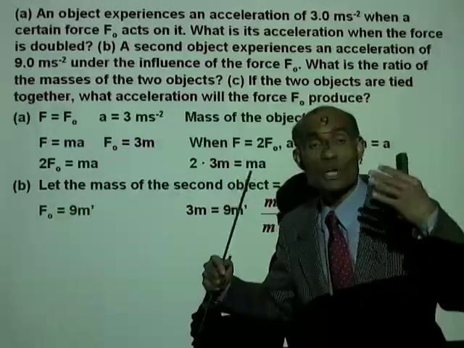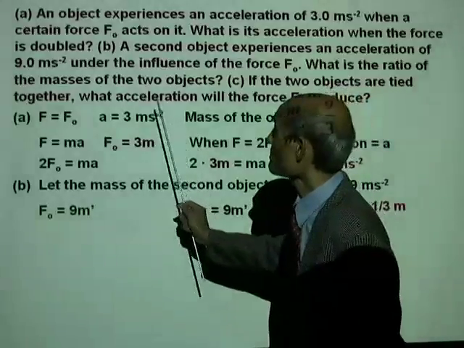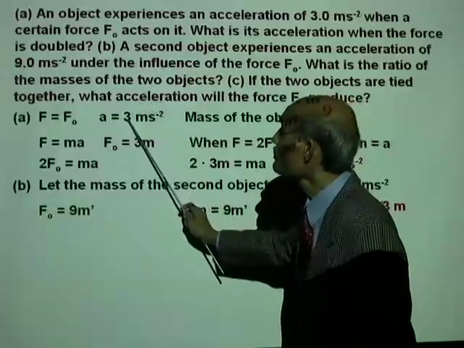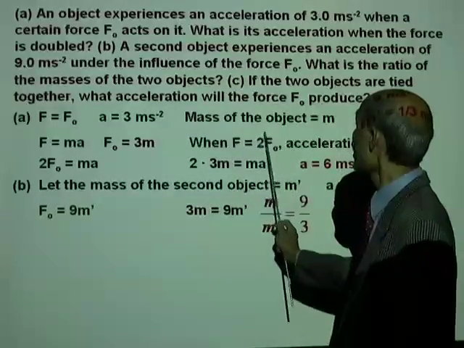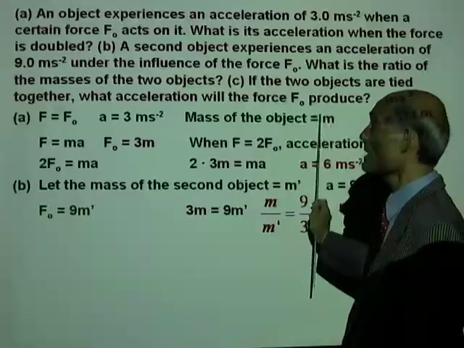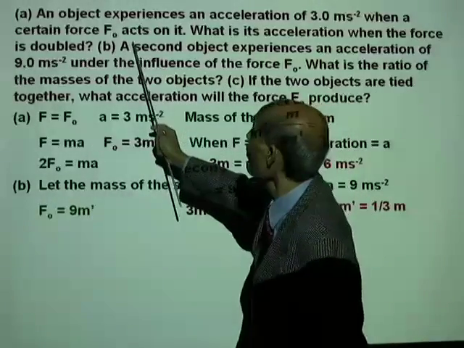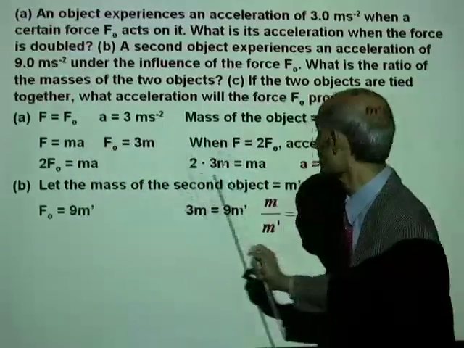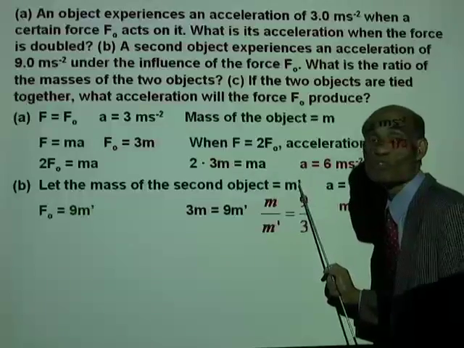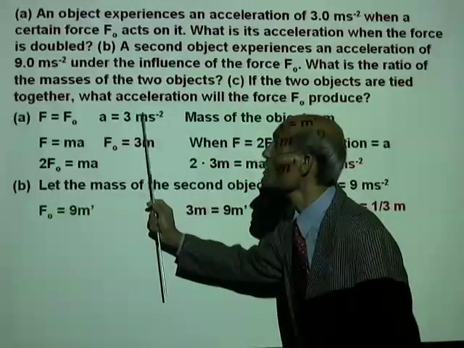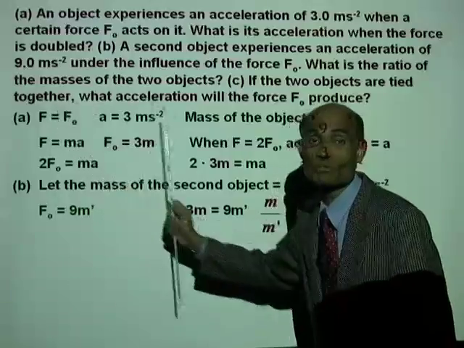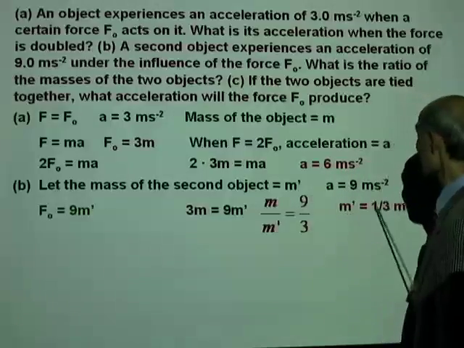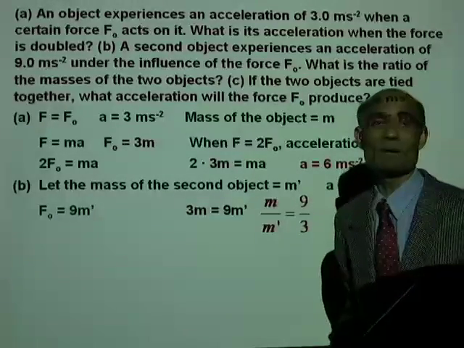You can figure it out quickly by saying that if F0 produces an acceleration of 3 meters per second squared on a mass m, the same force producing an acceleration of 9 meters per second squared acts on a mass m prime. This m prime, since the acceleration is 3 times the original value, the mass has to be 1/3 of the original mass. So m prime equal to 1/3 m.